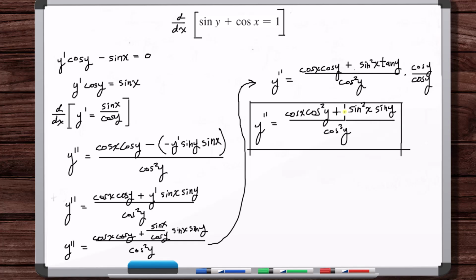So yeah, that's how you do implicit differentiation to find the second derivative. You find y prime and then differentiate y prime, and then you're going to get y double prime as a function of y prime, and then substitute in the y prime.